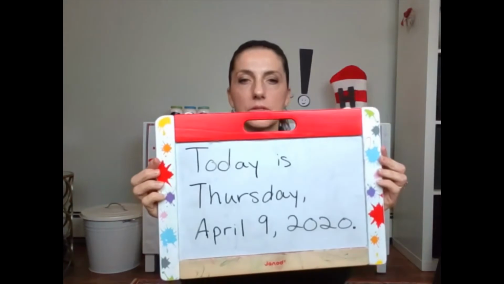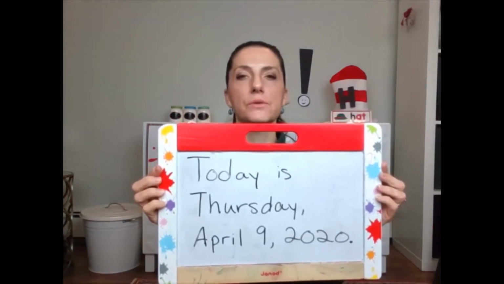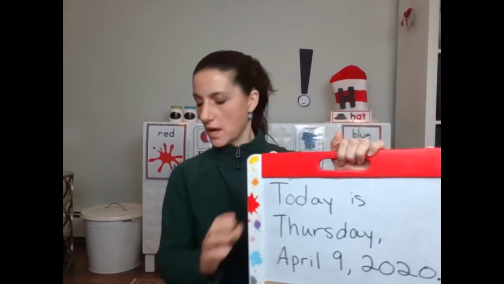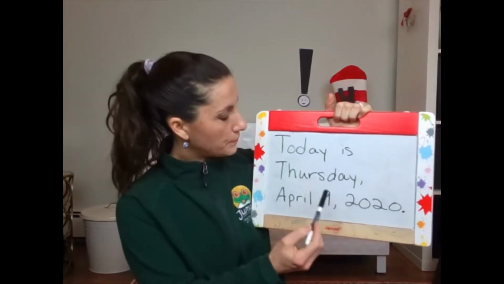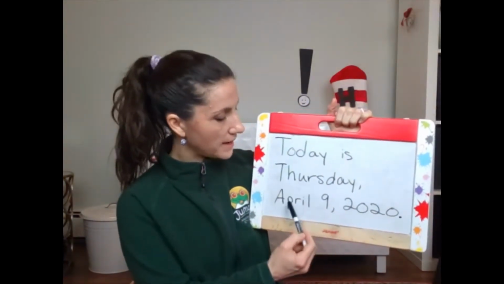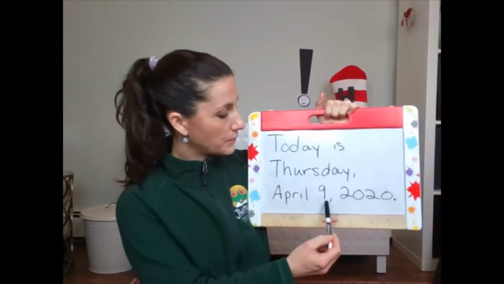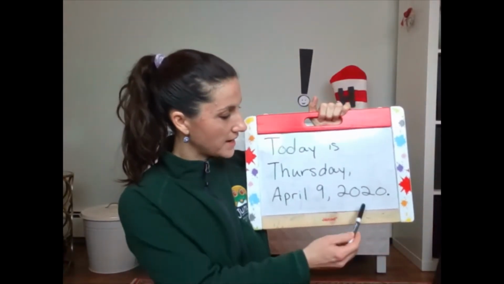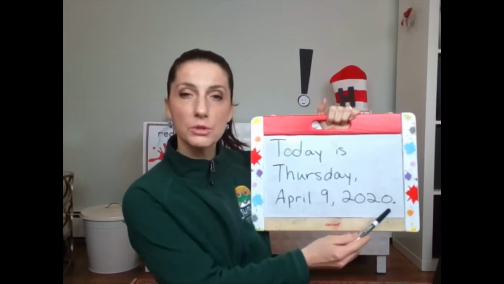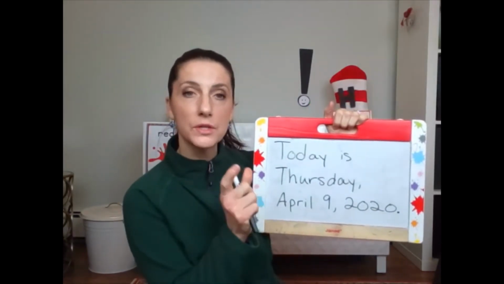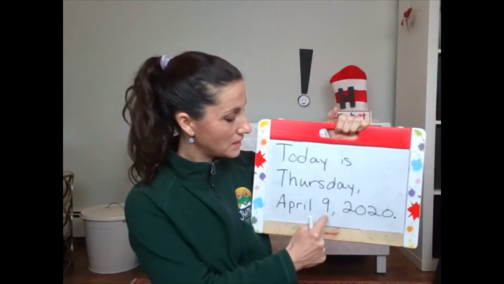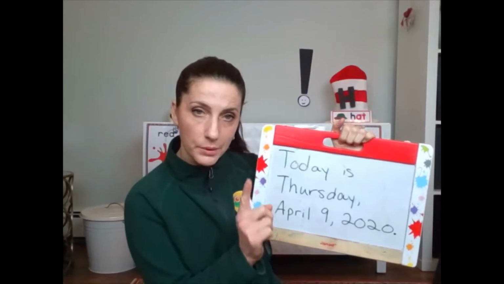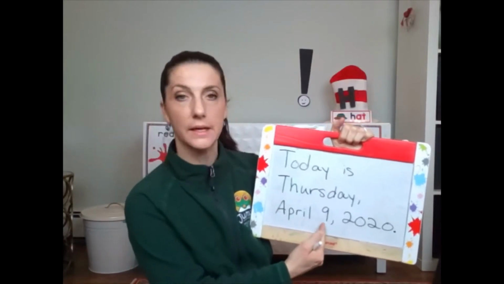Today is Thursday, April 9th, 2020. Remember the little trick that when we write the date in long form, we put a comma between the day and the month, right? And then we put a comma between the number day and the year. So the little trick is: put a comma between two words, meaning Thursday and April, and then a comma between two numbers, 9th and 2020. Do not put a comma between a word and a number.